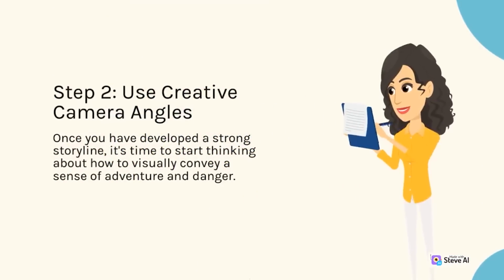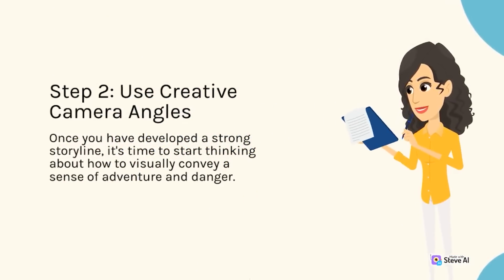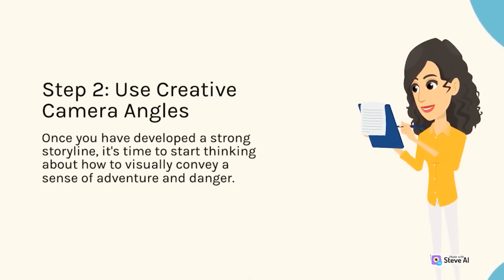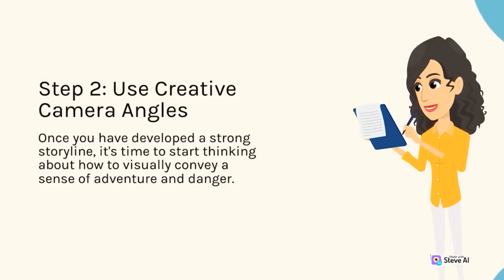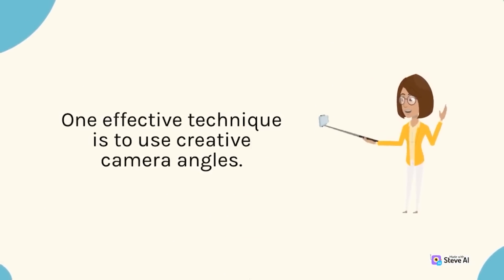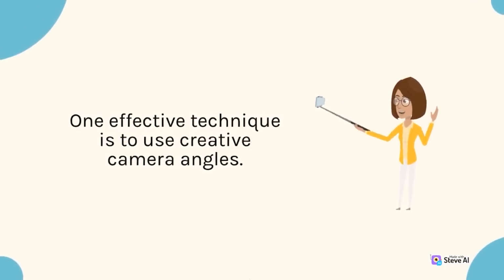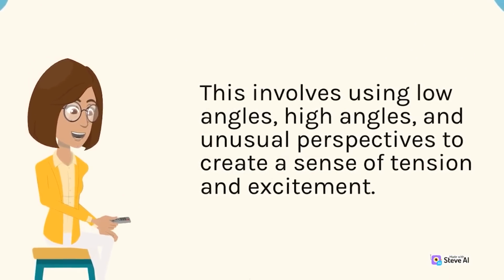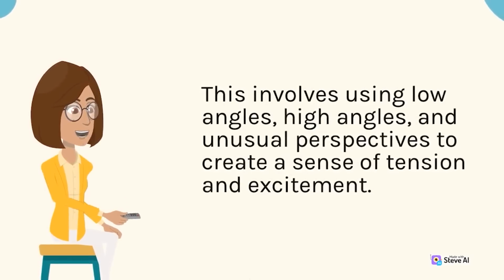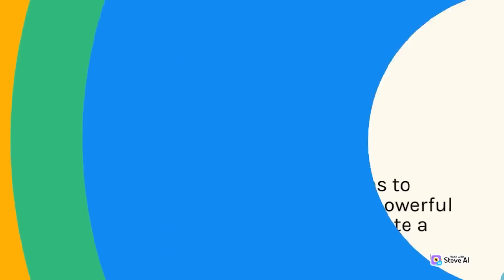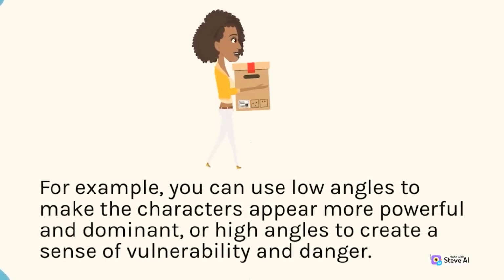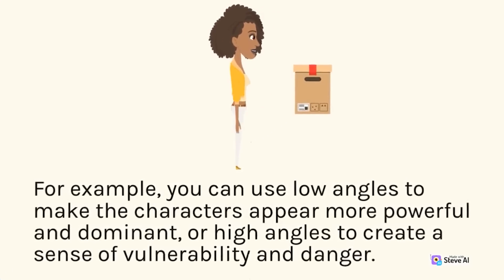Step 2. Use creative camera angles. Once you have developed a strong storyline, it's time to start thinking about how to visually convey a sense of adventure and danger. One effective technique is to use creative camera angles. This involves using low angles, high angles, and unusual perspectives to create a sense of tension and excitement. For example, you can use low angles to make the characters appear more powerful and dominant, or high angles to create a sense of vulnerability and danger.